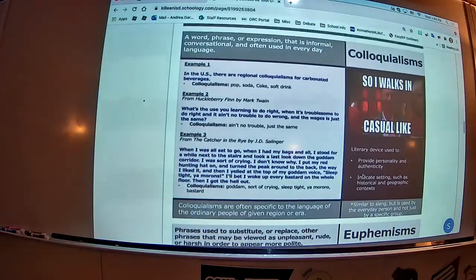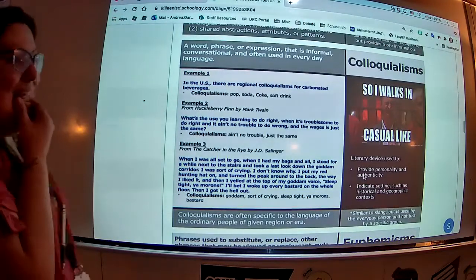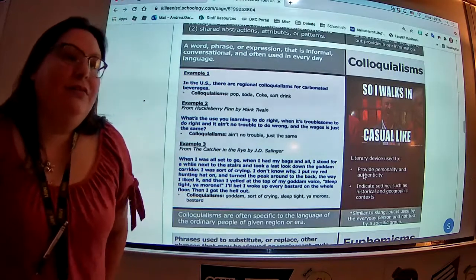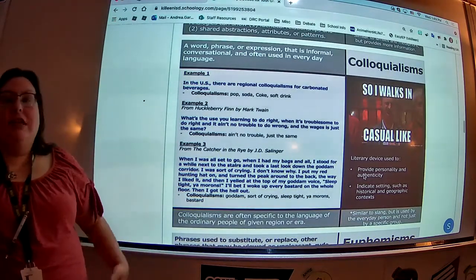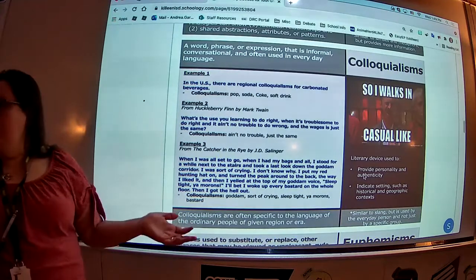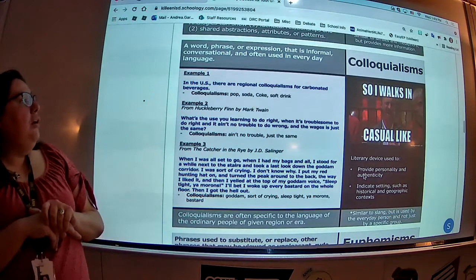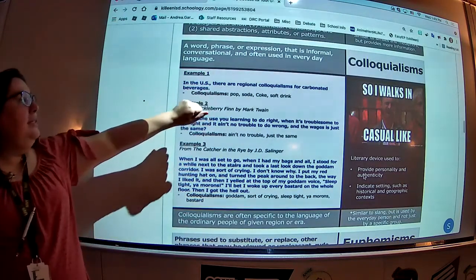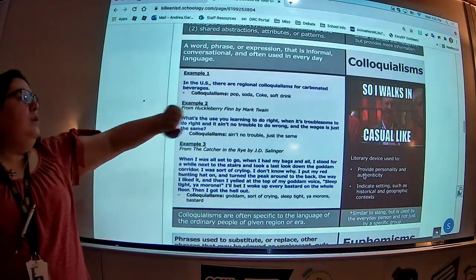This one you guys use all the time. They're called colloquialisms. Have you guys ever heard of that? All right. It's a really fancy word for everyday speak. So colloquialisms are the everyday type of terms and phrases that you use in a region. So it's a word or phrase or expression that is informal, conversational, and often used in everyday language.